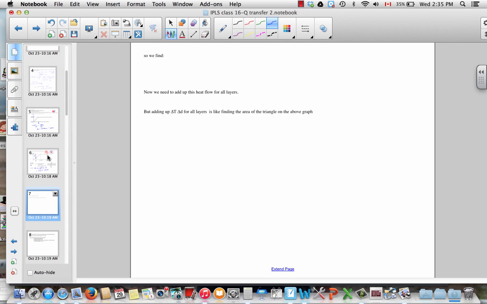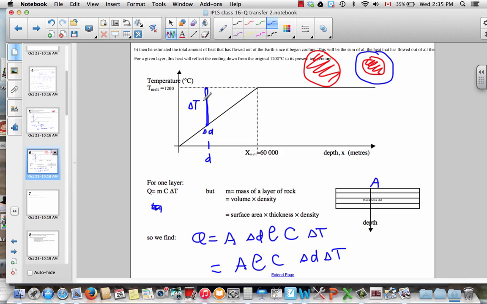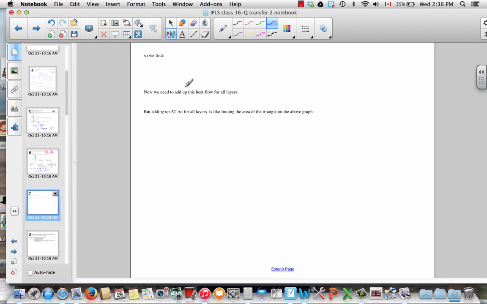And we want to, of course, find the total energy, not just for this one little layer, but for all the layers of rock. That means we want to add up all of them. So we'll do that by summation. So we're adding up A, rho, C, delta T, delta D, over all the layers, and I'm using summation notation here.